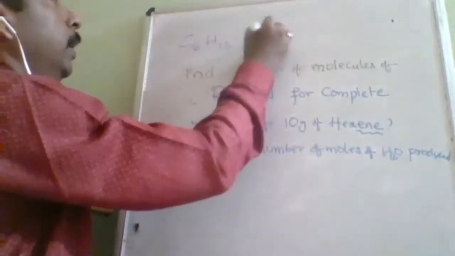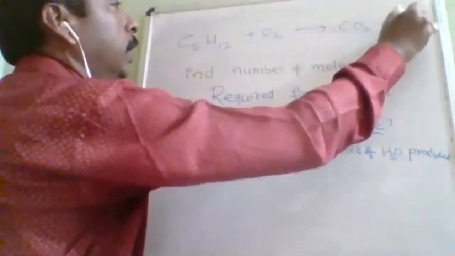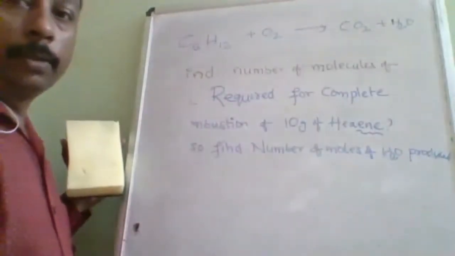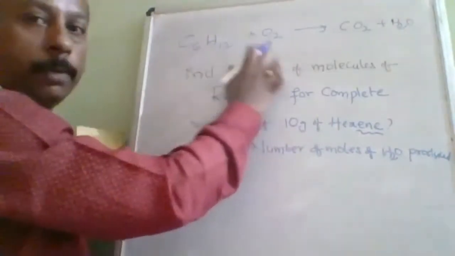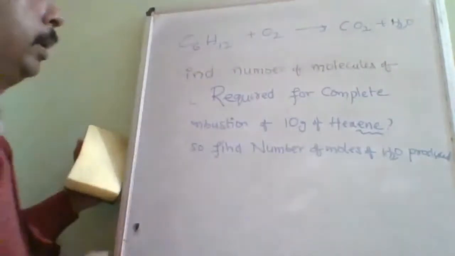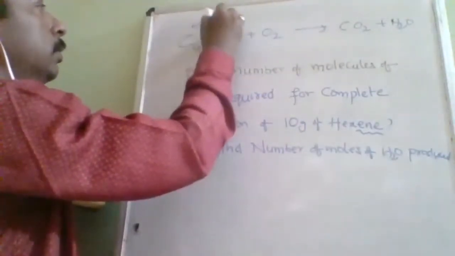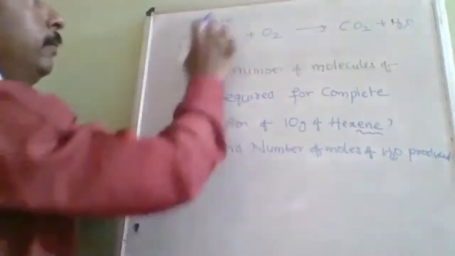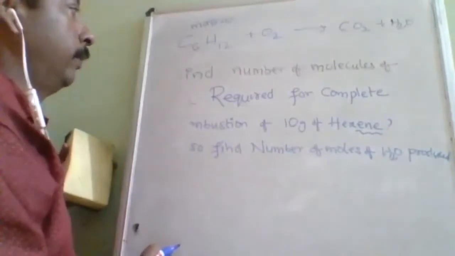C6H12 plus O2 gives CO2 plus H2O. So I am writing the reaction here. And here the information is given in mass: mass is equal to 10 gram. This is for rough purposes only; it is not final. I will write it again afterwards also.